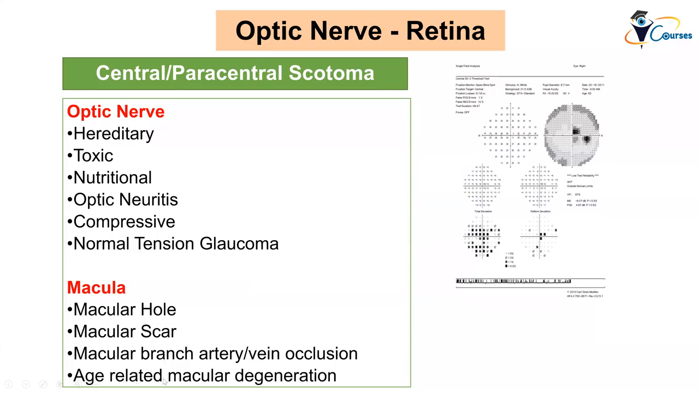Also, it is not only the optic nerve, but the macula. Different lesions affecting the macula will affect the central visual field, like macular hole, macular scar, macular branch retinal artery or vein occlusion, and age-related macular degeneration. Those lesions will cause central or paracentral scotoma.